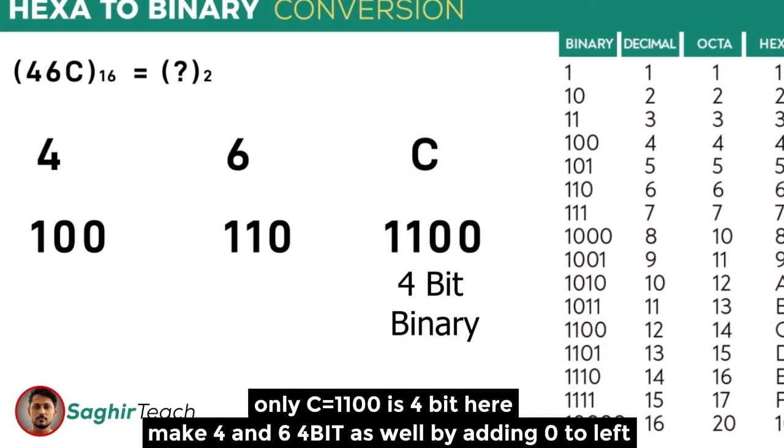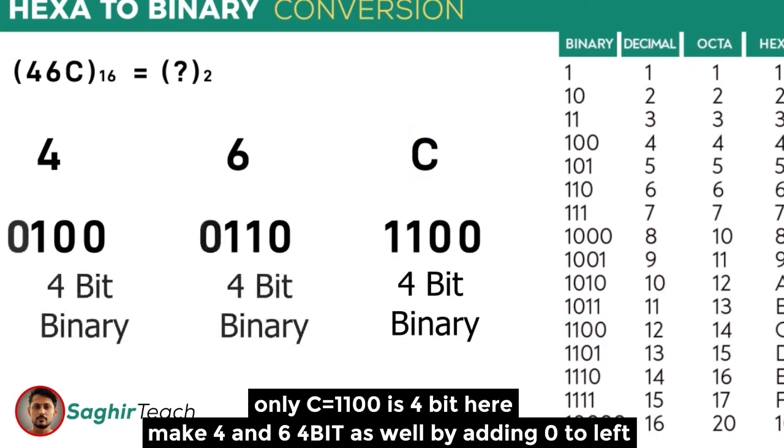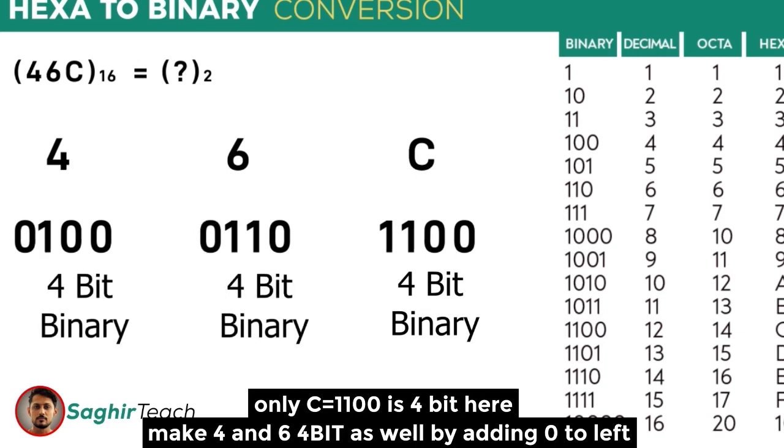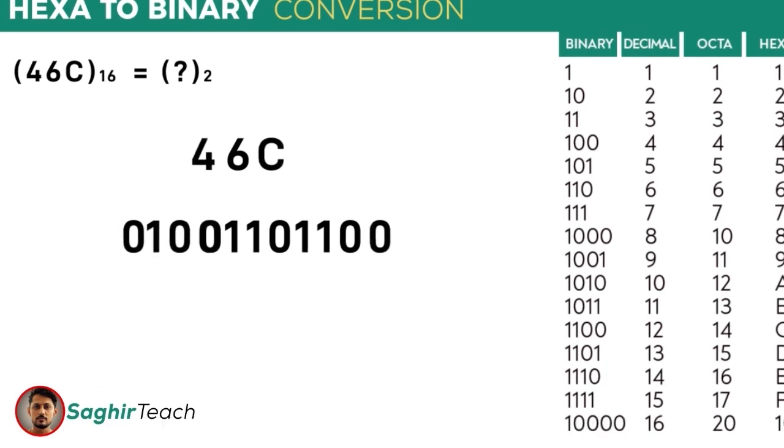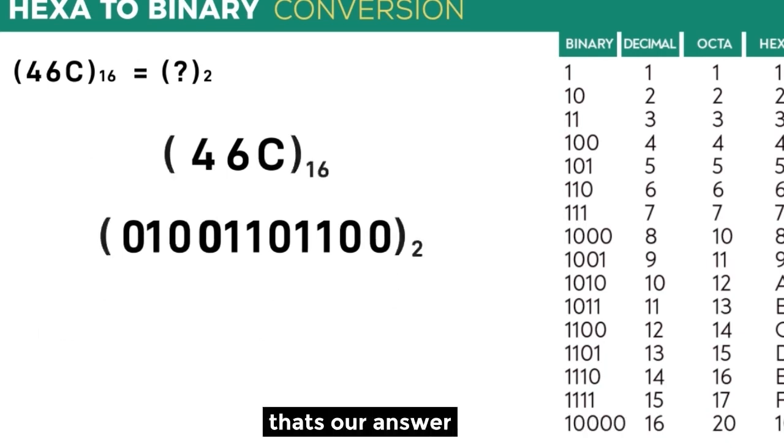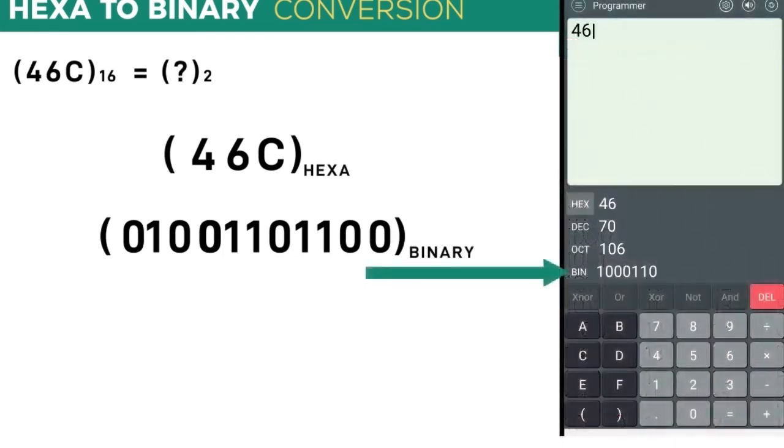But we also need 4-bit binary numbers. Here C is pretty much fine. Its binary equivalent is 1100, so no problems with that. But 6 and 4 have one less digit. They are 3-digit numbers so far, so we will add zeros to the extreme left side of them to make them 4-bit binary numbers. Combine them all and this will be our answer. So it is as easy as it is. We can also check this from a calculator.